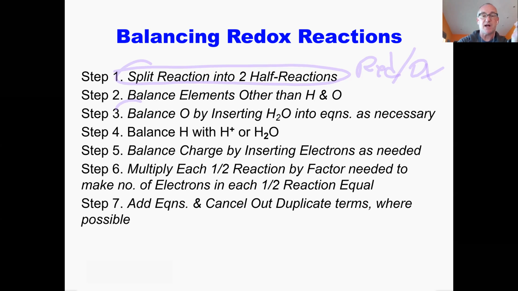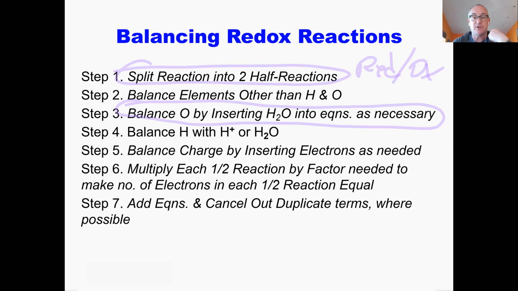Next, balance oxygens by putting water where you need it. So if I have 3 oxygens on the reactant side and only 2 oxygens on the product side, I just put another water on the product side. Boom, I got my extra oxygen, no problem. I balance my hydrogens with protons. If it's an acidic environment, I add protons. If it's a basic environment, I add water. We'll get back to that in a minute.